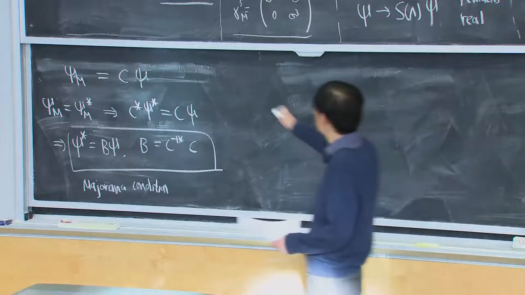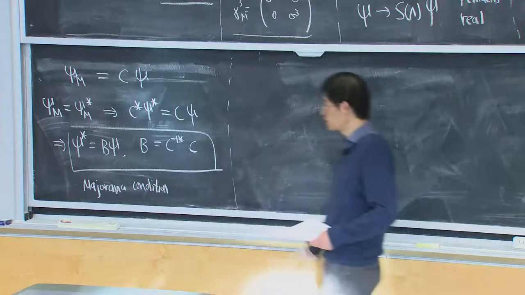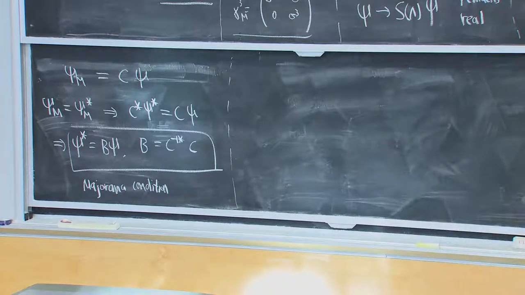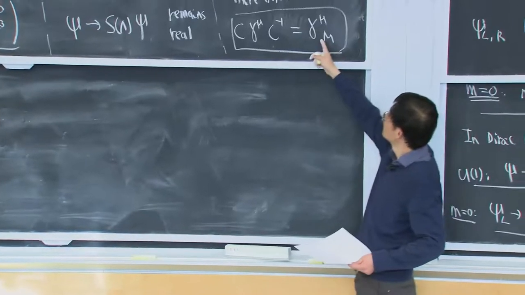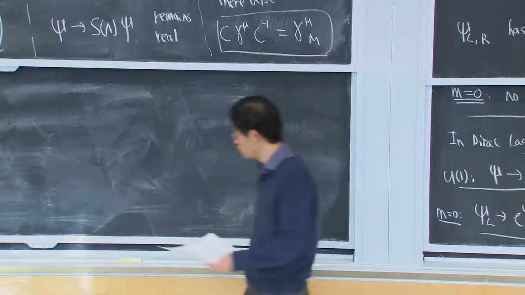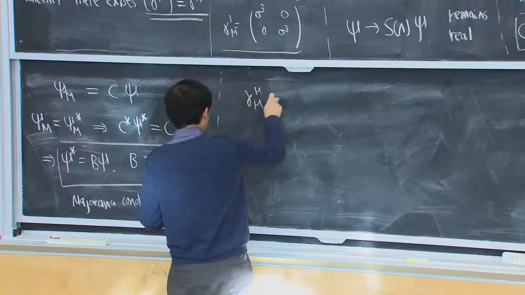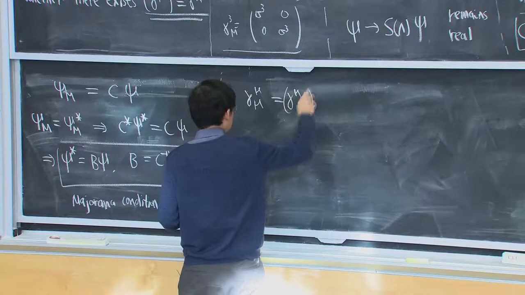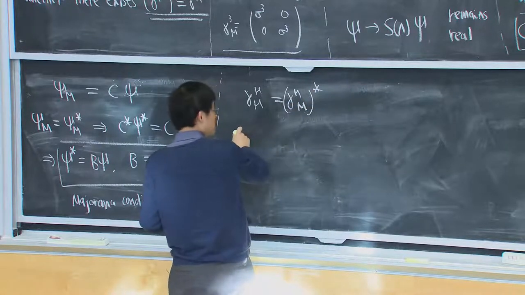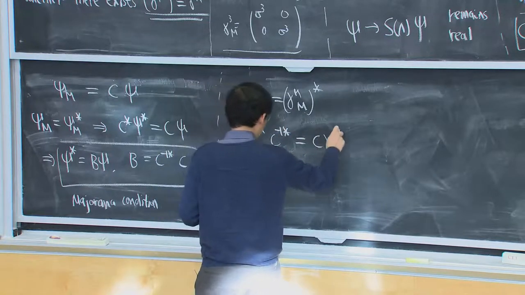Okay, so let's understand a little bit. We can understand B more directly. Here we expressed B in terms of C, but we actually can find B more directly. We can just take the complex conjugate of this equation. Because gamma mu m is real, gamma mu m equals gamma mu m star, so if we take the complex conjugate of that equation, it means that C star gamma mu C minus 1 star is equal to C gamma mu C minus 1.